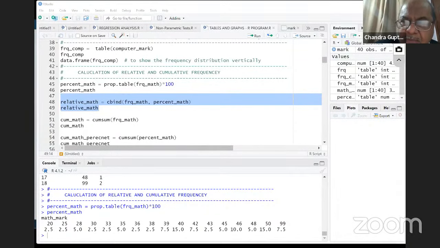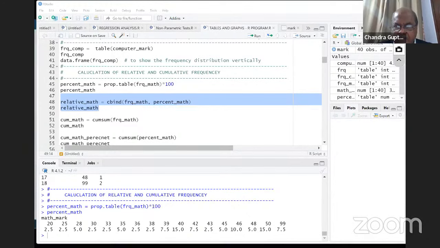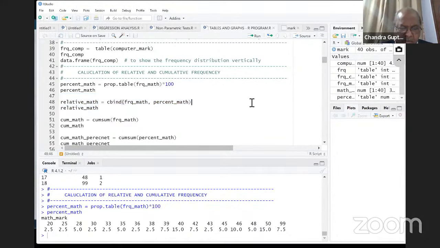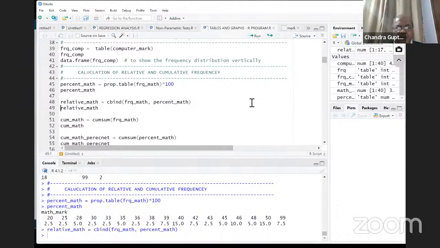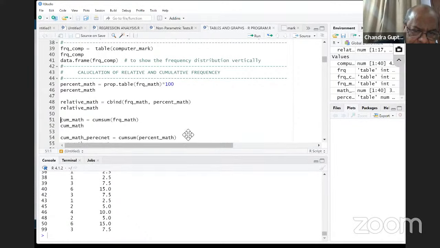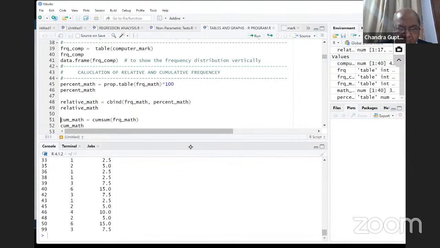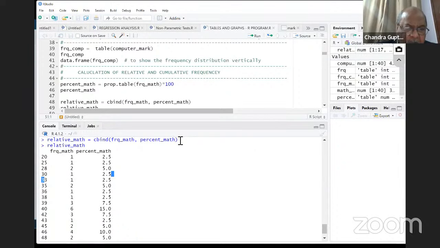You have to use a command which combines frequency and percent frequency in maths, and then see the result. So I run it, and here you will get frequency and relative frequency.